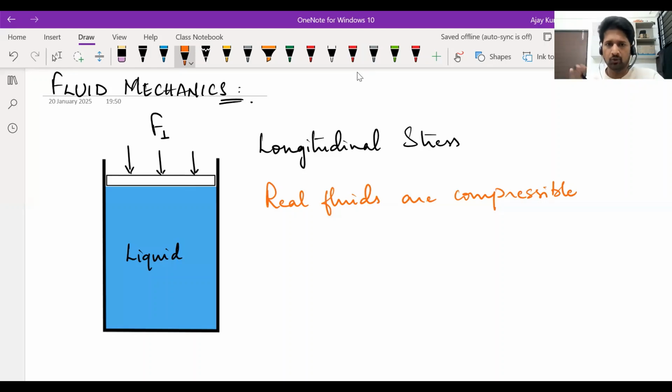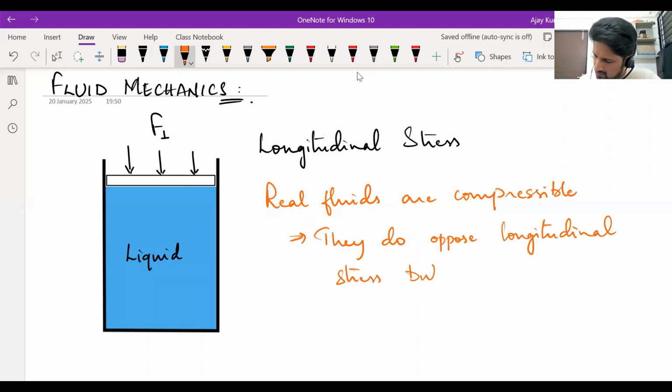So they do oppose or resist longitudinal stress, but not totally. To a certain extent, they do get compressed. After that, they'll be strong enough to oppose.